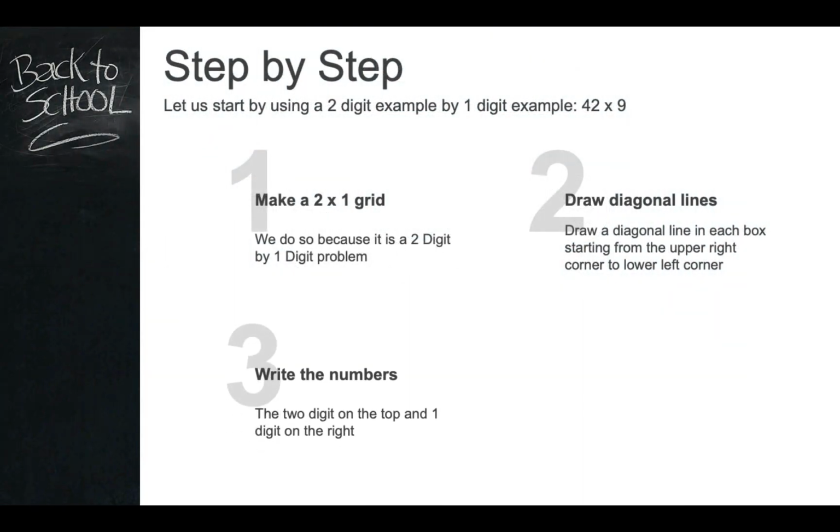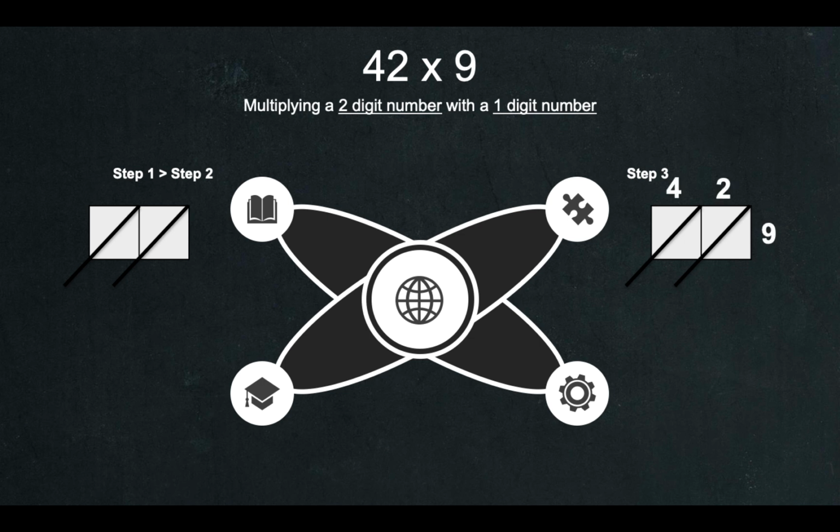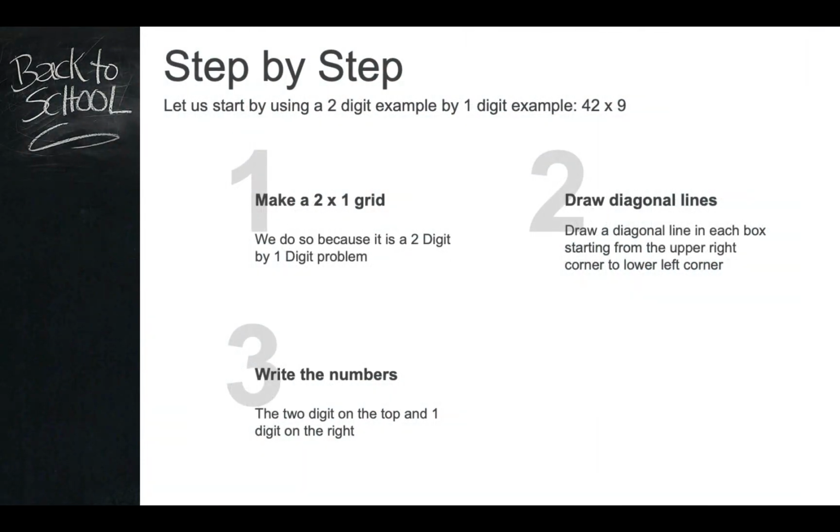Now step 3 is to write the numbers. Now in this case we are using the numbers 42 and 9. So whenever I multiply 42 and 9, I will write them on the top of these boxes like this. Now once you finish writing these numbers, we go to the fourth step.